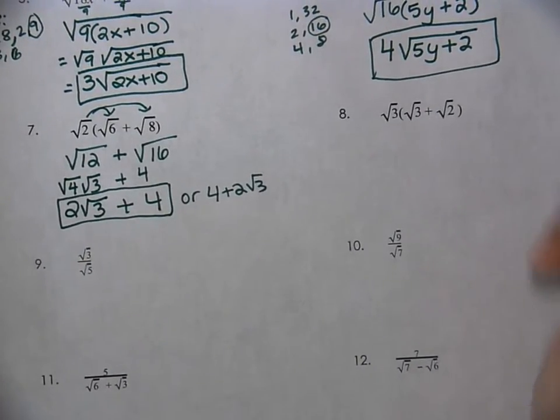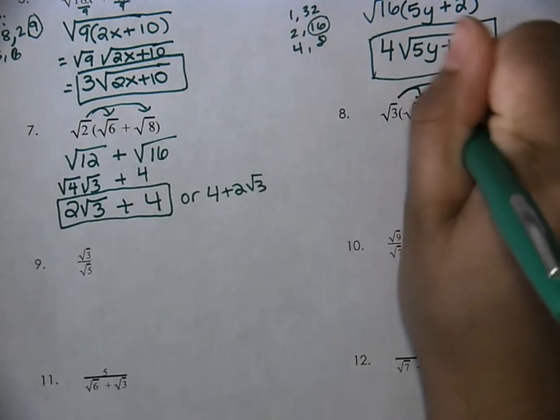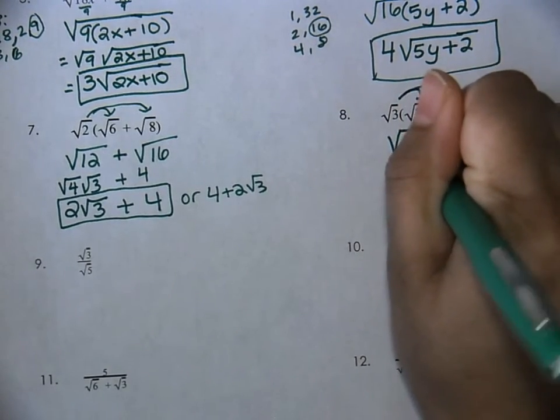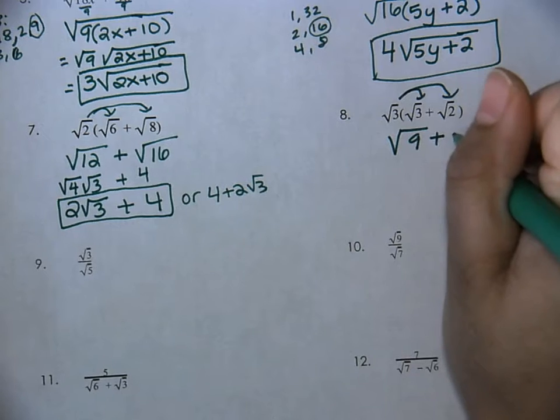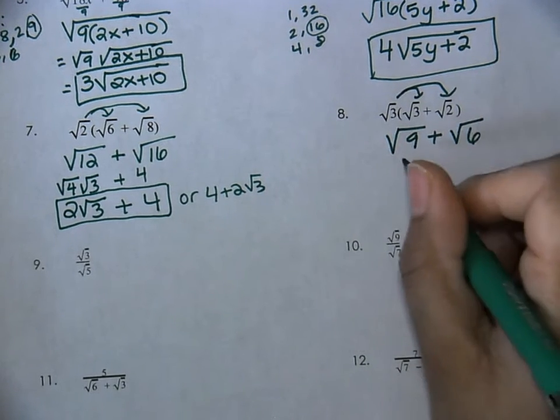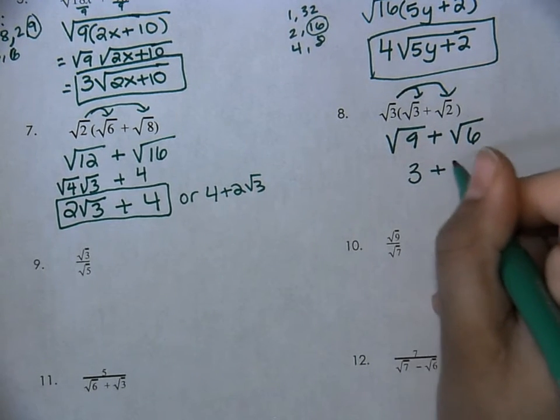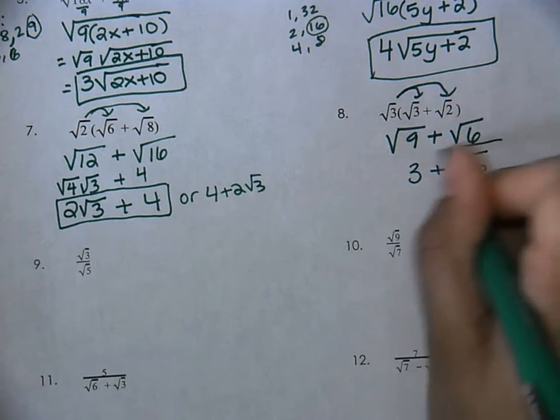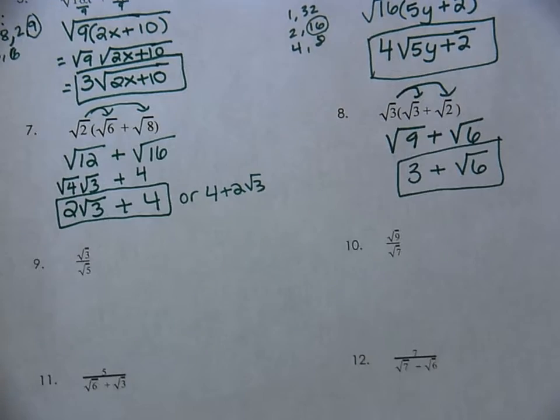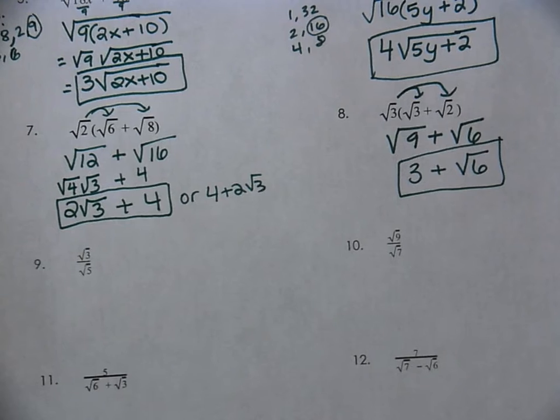All right, let's try the same thing for number 8. This one would be square root of 9. 3 times 3 is 9, and 3 times 2 is 6. So square root of 9 is 3, and 6 doesn't even need to be simplified. So this one's even easier. We're just done. Just 3 plus square root 6.